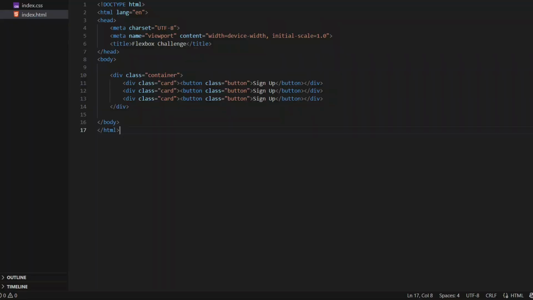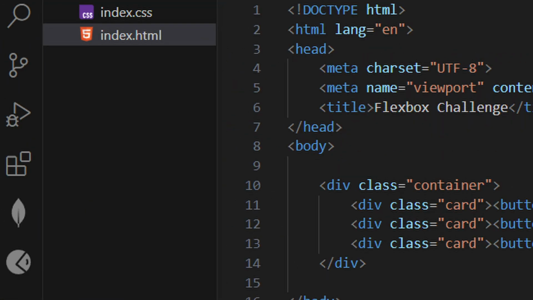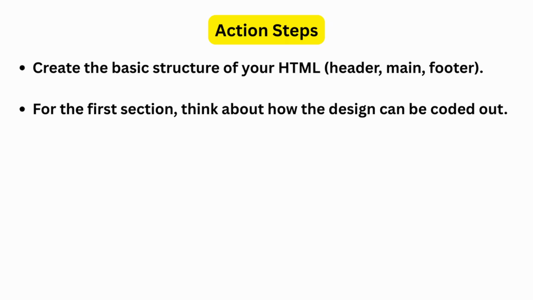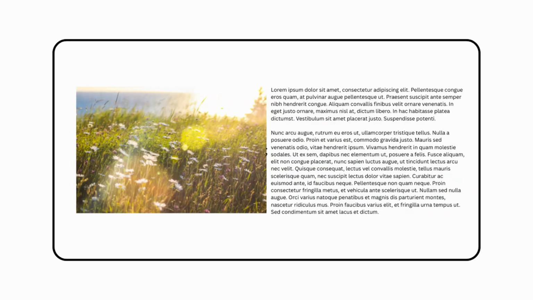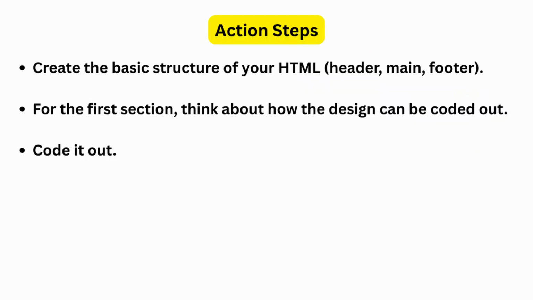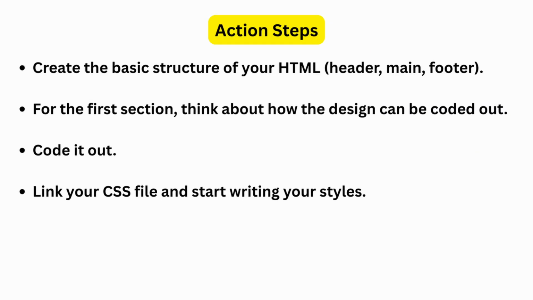Now that the plan and the copy are ready, it's time to code! Start by creating your project folder and adding your basic HTML and CSS files. You don't need any fancy frameworks yet, just plain HTML and CSS will do. Then create the basic structure for your HTML, such as header, main, and footer. For the first section, think about how the design can be coded out. For example, maybe certain elements can be grouped together for layout and styling. Then code it out, pretty simple. After that, link your CSS file and start writing your styles. And lastly, repeat for the next section.